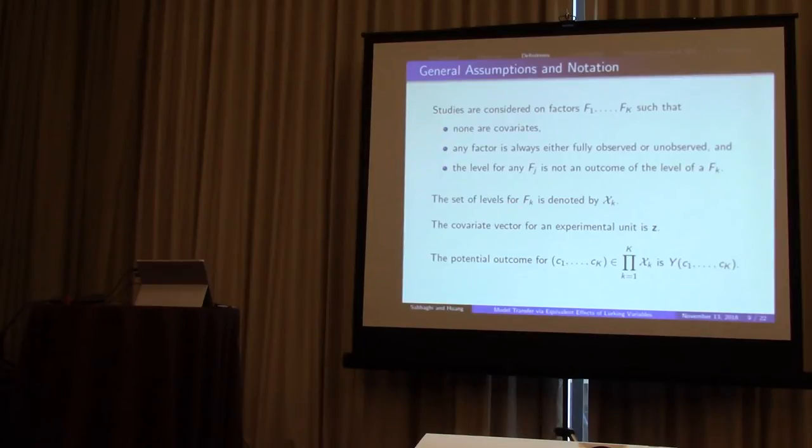So the set of levels for a factor is denoted by script x sub k, and for any experiment needed, I'll be denoting its covariate vector by bold z. The covariate for these manufactured products could be, for example, the nominal radius or other such background characteristics for the 3D printer at that particular point in time. The potential outcome under any setting c1 to ck of these factors will be denoted by y c1 to ck. And just to simplify the notation, I'm going to present everything in terms of just one experimental unit, but these definitions apply to multiple experimental units. You just have to introduce subscripts to denote each experimental unit.